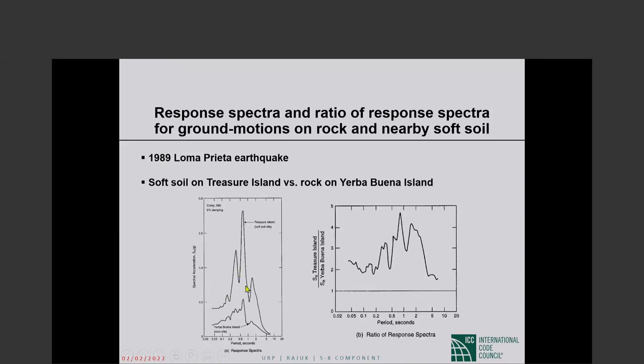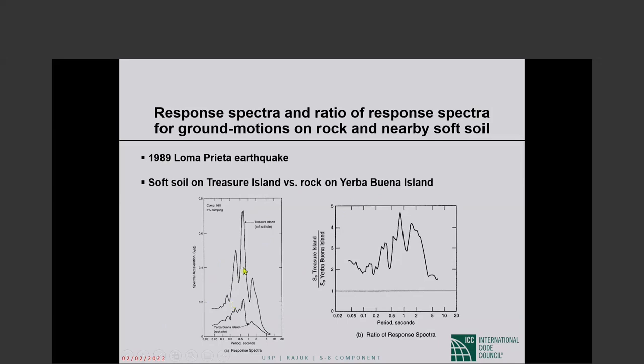an acceleration spectrum plotted at Treasure Island, which is on soft soil. And this is, in the same earthquake, an acceleration spectrum plotted at Yerba Buena Island, which is on rock. So this is rock motion. This is motion on soft soil. And you see the difference with your own eyes. There is tremendous amplification because of soft soil.